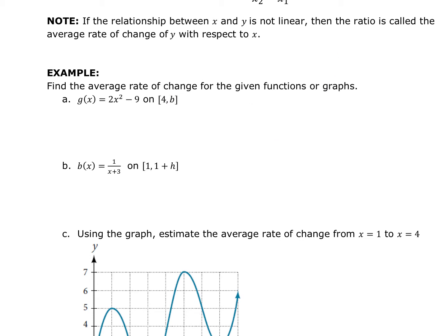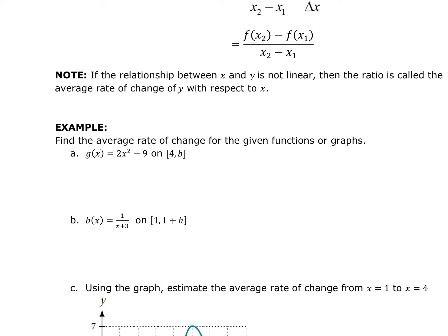We won't say the average rate of change is the slope. It's the slope of the secant. It's the slope of the line if the function is linear. Okay, so how do we do this? Well, we're going to find the average rate of change by using this equation up here, right here.